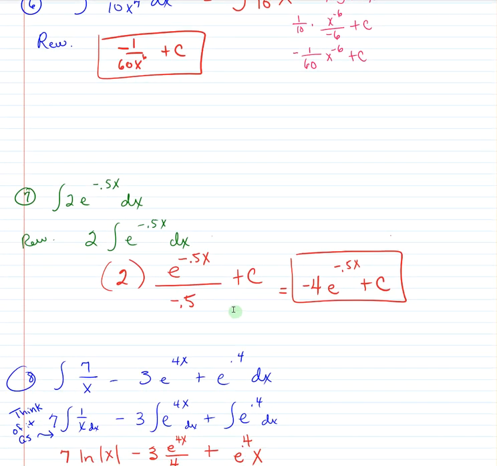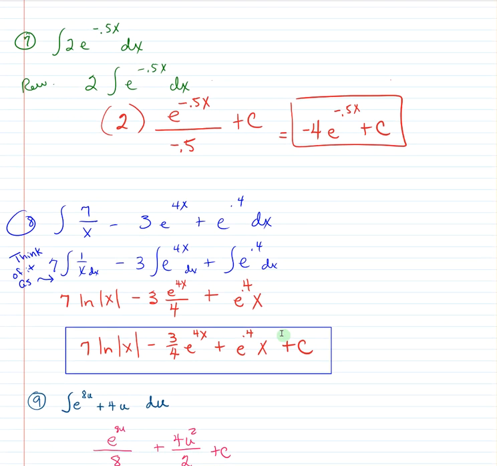Let's look at number 7. Number 7, integral of 2e to the negative 0.5x dx. I pulled the 2 through, and now I've got e to the negative 0.5x dx. So the 2's out here. E to the negative 0.5x divided by negative 0.5. Now, if you divide 2 by 0.5, you're going to get 4, and it is negative. So you have negative 4 e to the negative 0.5x plus c. So you can just do that on your calculator. And you can think about it, you're dividing by a half. How many halves are in 2? That's 4.